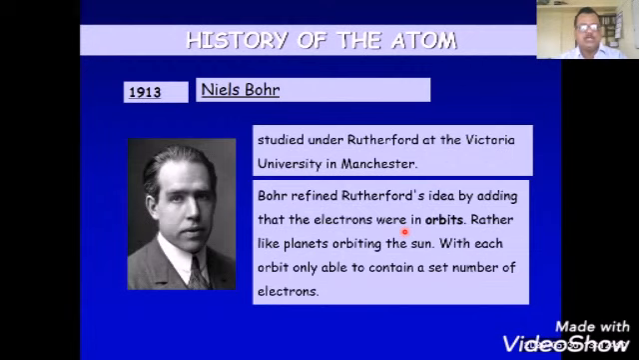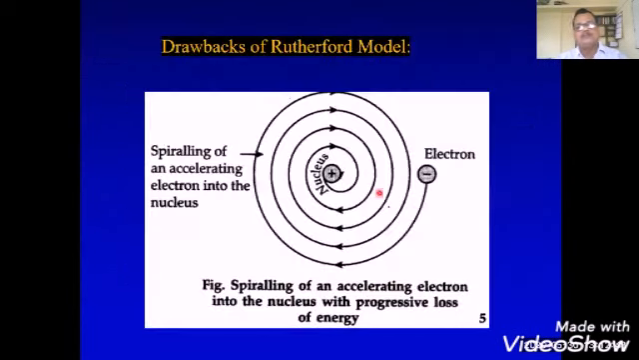Now, why did Niels Bohr have to redefine Rutherford's model of atom? Because there was a problem. This is the problem. So this is the nucleus. It is positively charged. And Rutherford proposed that the electron revolves around the nucleus like this.